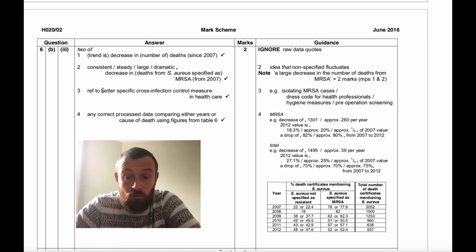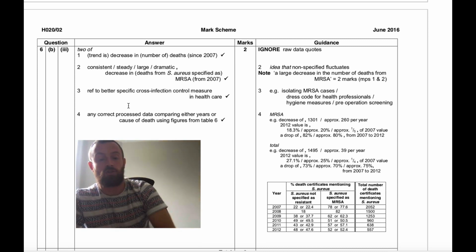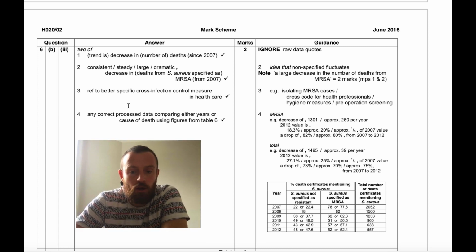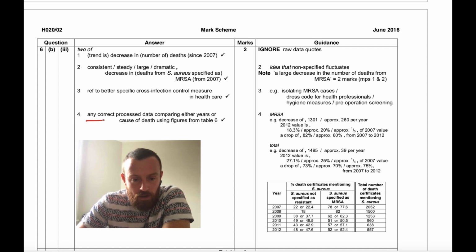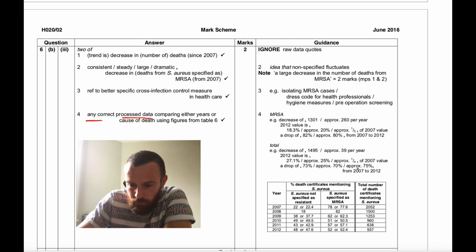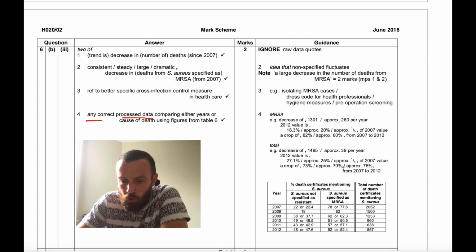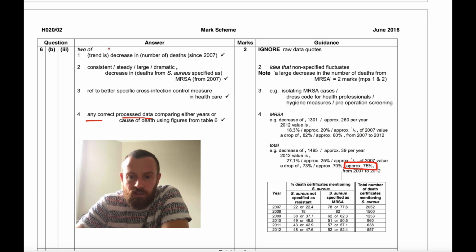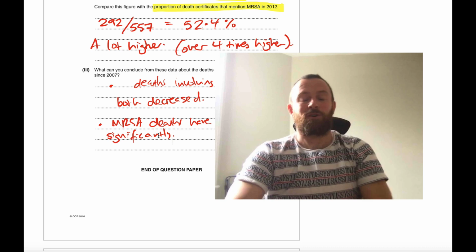I didn't talk about this at all. I think I would have got 2 marks for that. Reference to better specific cross-infection control measures. Okay, but yeah, this is what I suggested you do. Any correct processed data. So talking about what percent decrease it is, or approximately. I think we had gone to about a quarter, so that's approximately 75%. Yeah, so kind of using some estimated figures. Okay. That is the end of the question paper.